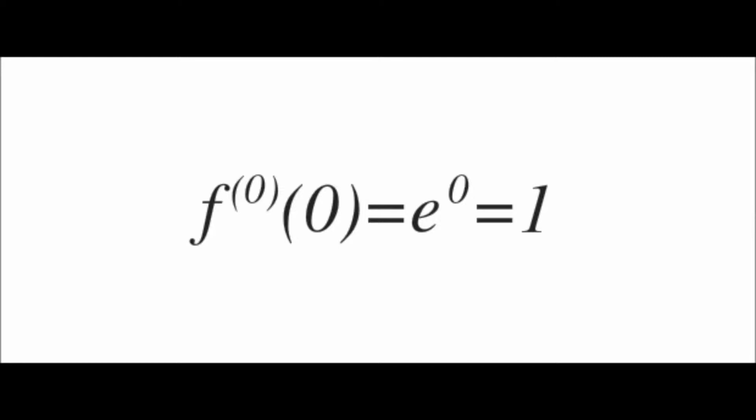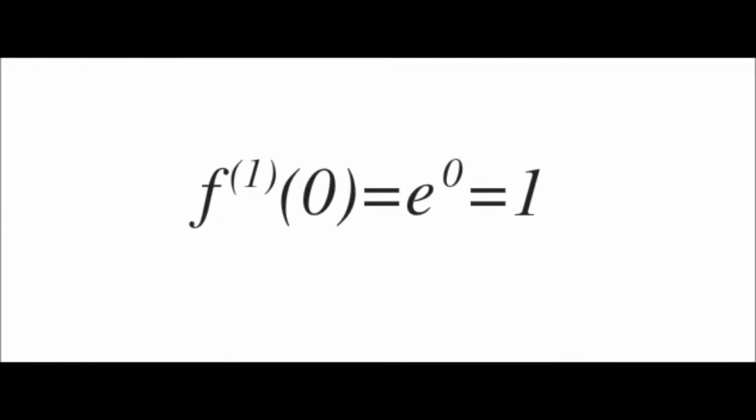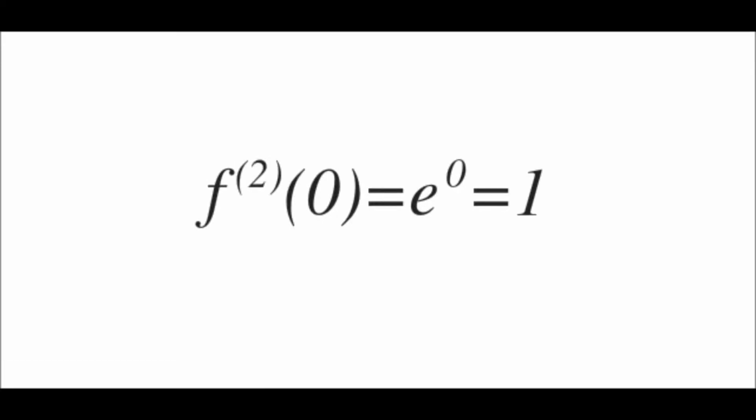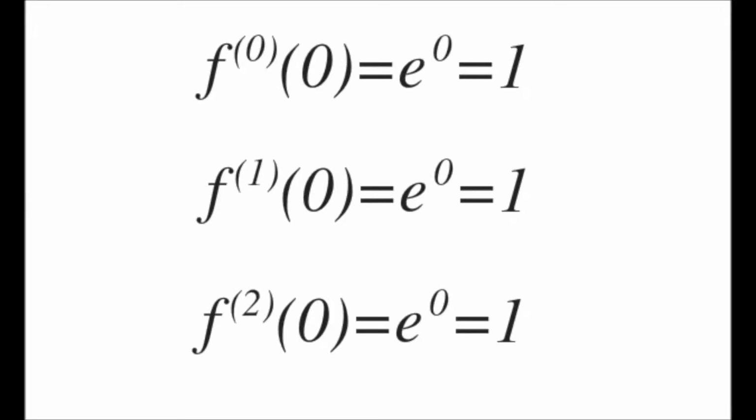The zero derivative of e to the x is just the function evaluated at x equals 0, and we get 1. The first derivative of e to the x is e to the x. Evaluated at x equals 0, we get 1. The second derivative of e to the x is e to the x. Evaluated at 0, and we get 1 again. Those are our first 3 derivative parts for e to the x.